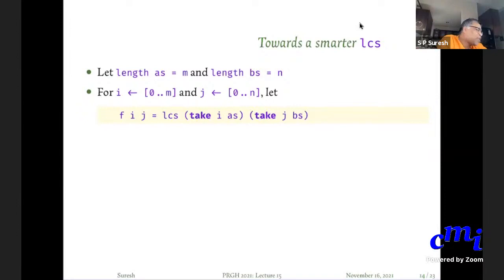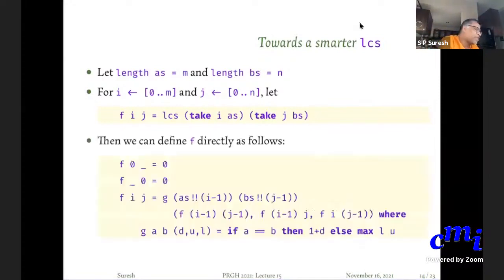So let us define a function called Fij. Okay, this function will work where I ranges from 0 to M, M is the length of A's, J ranges from 0 to N, N is the length of B's. Okay, Fij is nothing but LCS of take I A's and take J B's. Take I A's means the first I characters of A's and the first J characters of B's. Okay, this is what I want to do. This is my definition.